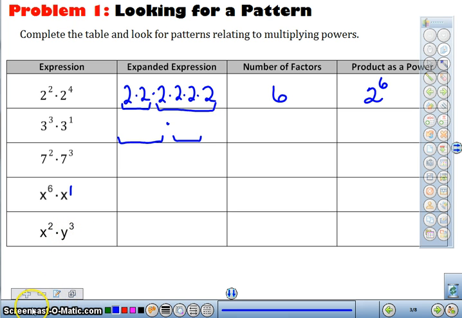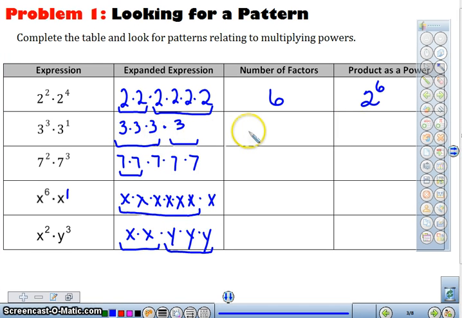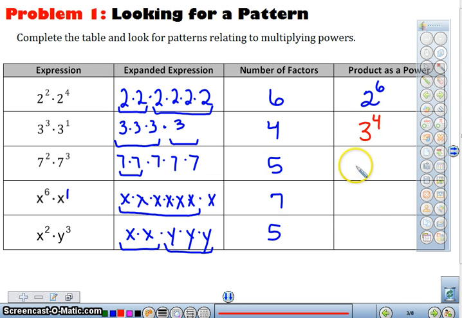I want you to try these on your own, and then we'll pause the video and take a look at that. You should now see the expanded form. In each one, if we're looking at the number of factors, here we have 4, here we have 5, here we have 7, and here we have 5. Now this last one is just a little different when we look at our answer. Here we are definitely going to say our answer is 3 to the fourth, 7 to the second, and 7 to the third. Since it's the same base, we can write it as 7 to the fifth.